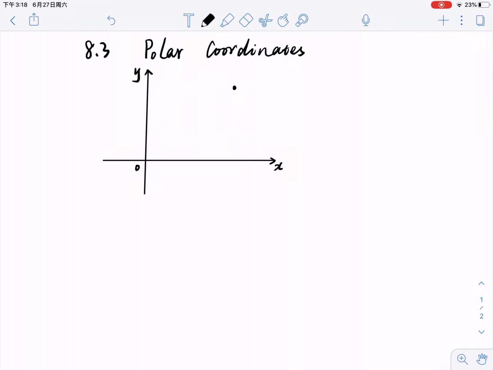So given a point P in a plane, the point P is often identified by its Cartesian coordinates, that is, x-coordinate and y-coordinate. We know this is x from here to here, and from here to here, this is y.